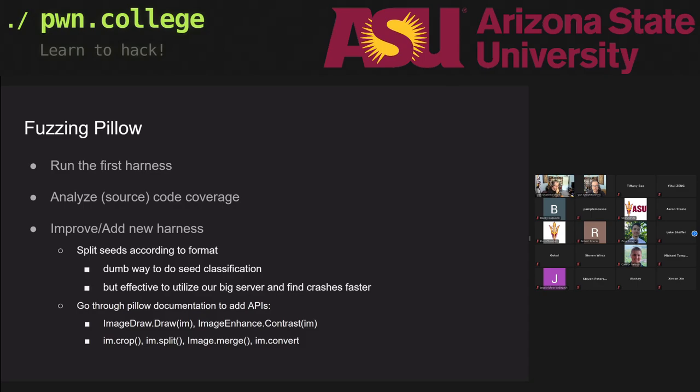First, we split the seeds in a dumb way according to the image format. It's a dumb way to do seed classification, but it turns out to be effective to utilize our big server, and it did find crashes faster. And then we went through Pillow's documentation to add more APIs to our harness, like some operation code: draw, crop, merge, etc.